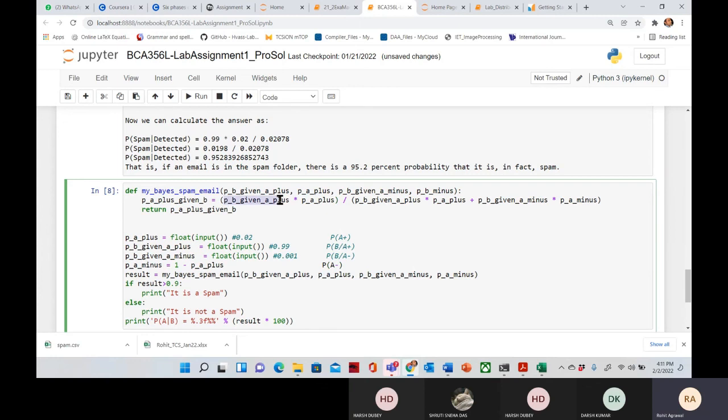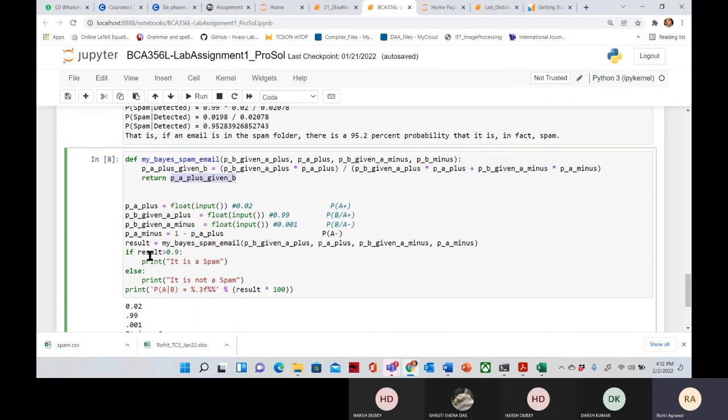What is the formula? P of B slash A plus into P of A plus, that means multiplication of these two, divided by P of B slash A plus into P of A plus, and summation P of B slash A minus into P of A minus, that is the denominator, and just return this value.